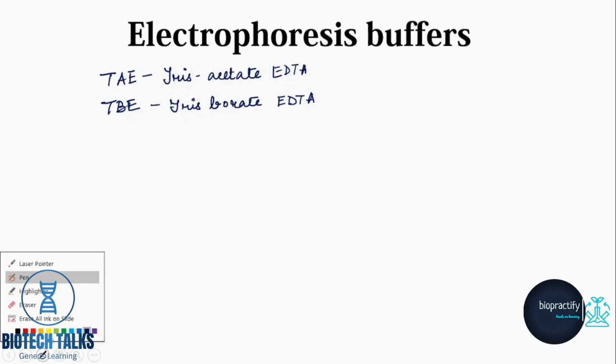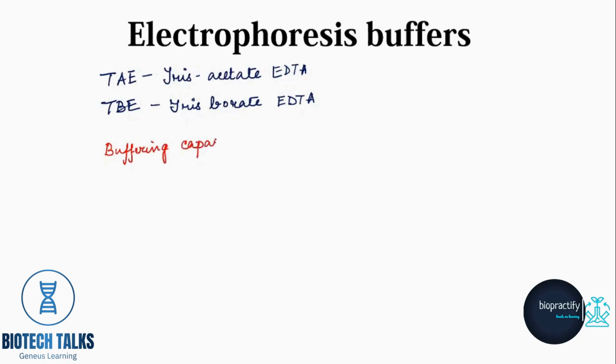Now, there are two factors which need to be considered when choosing the buffer. One is the buffering capacity. What do you mean by buffering capacity? That is how long the buffer would be able to provide ions to support the migration of the DNA. And the other is the resolving power. So what is resolving power? Resolving power is how sharply the DNA of different molecular sizes could be separated in the gel.